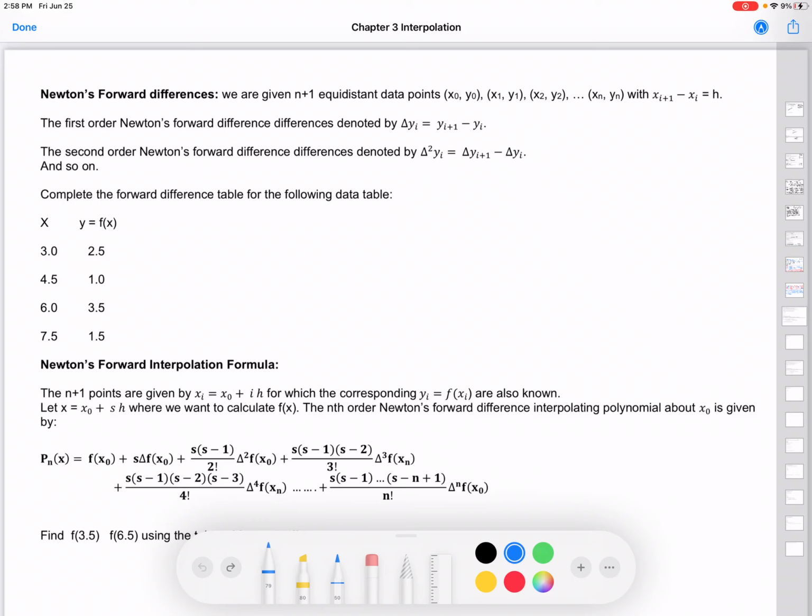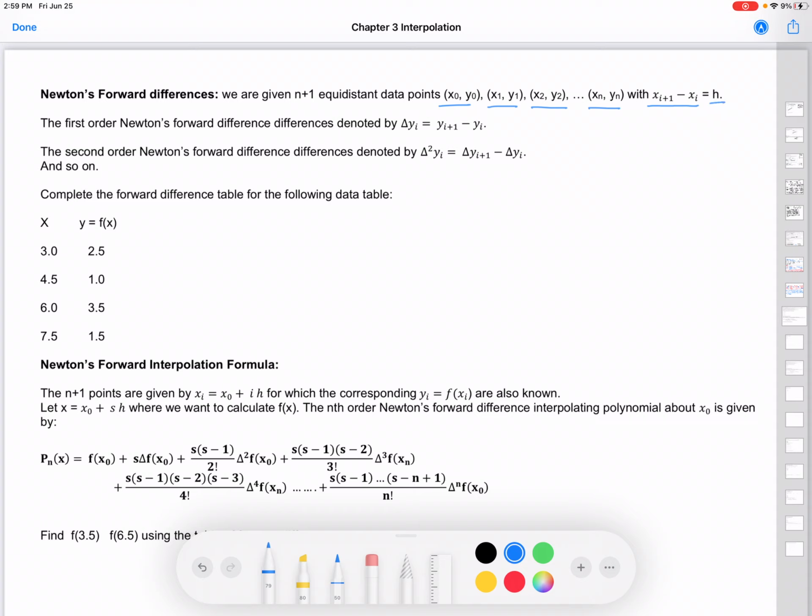Okay, now we are starting on Newton's forward differences. We are given n plus 1 equidistant data points. So these two, Newton's forward difference and Newton's backward difference, require us to have our data points at equal distance. That means x0 to x1, x1 to x2, each of them have the same distance. So you are given n plus 1 points, x0, y0, x1, y1, x2, y2, xn, yn, and the distance between two consecutive x's is fixed, equal distance, which is equal to h.